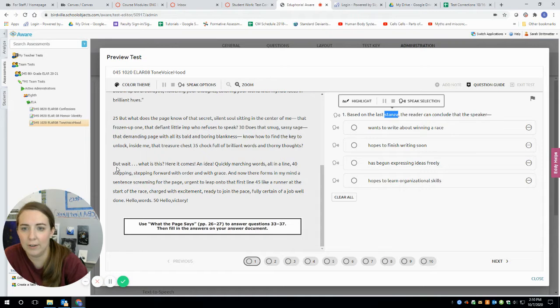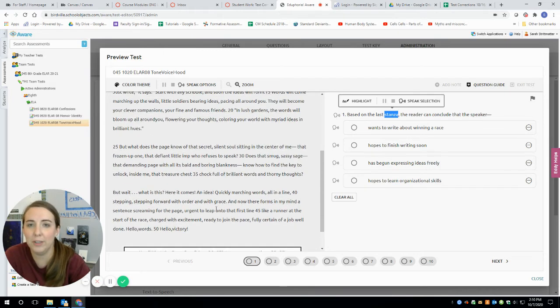But wait, what is this? Here it comes, an idea. Quickly marching words, all in a line, 40. Stepping forward with order and grace. And now there forms in my mind a sentence screaming for the page, urgent to leap onto that first line, 45, like a runner at the start of a race, charged with excitement, ready to join the pace, fully certain of a job well done. Hello, words, 50, hello, victory.